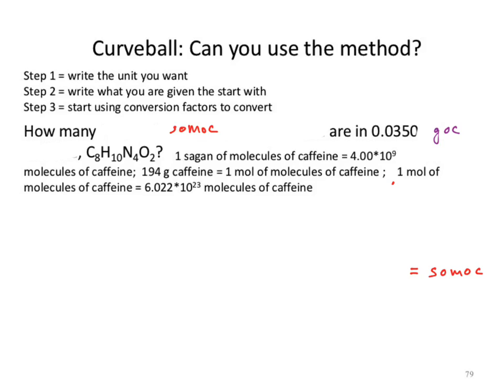Okay. What should I write on the left-hand side? Why are you writing GOC? What did you say? Because I gave it to you. Did I also give you that 1 Sagan of molecules of caffeine equals 4.00 times 10 to the 9th molecules of caffeine? Was that also given? Yeah. So why are you starting with GOX and not the next one? Or the next one, or the next one?